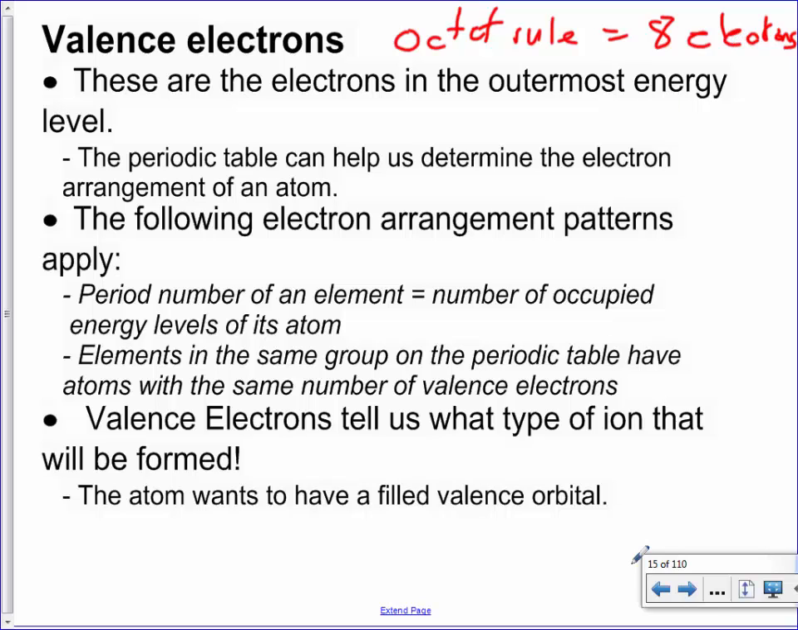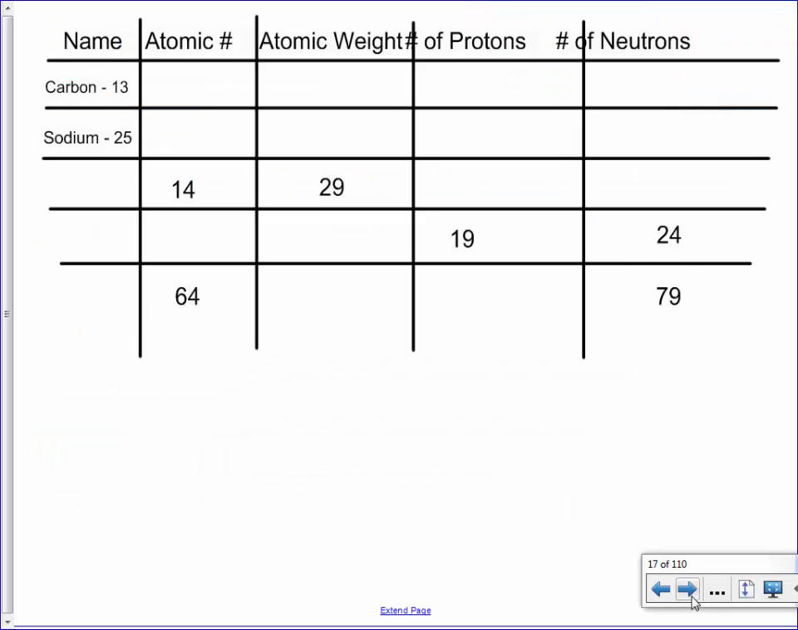What else should we talk about here? Let's just go to the example sheet here. Let's see if we can do this. I'm sure you guys know this. You're giving me nods, so.